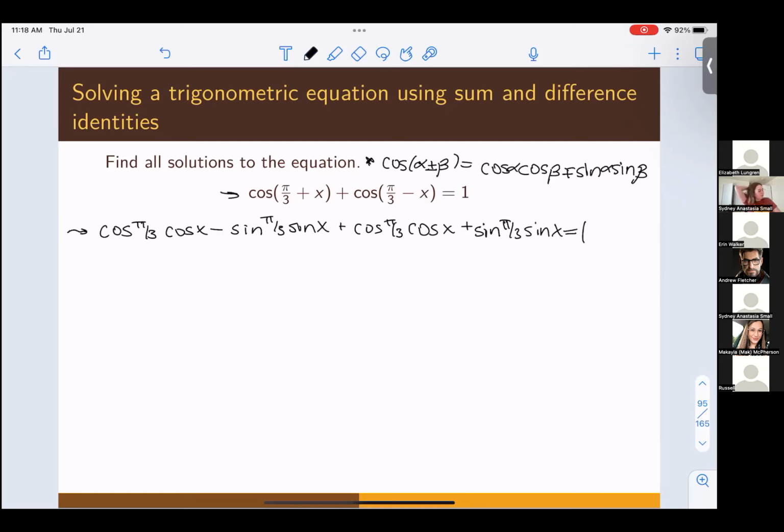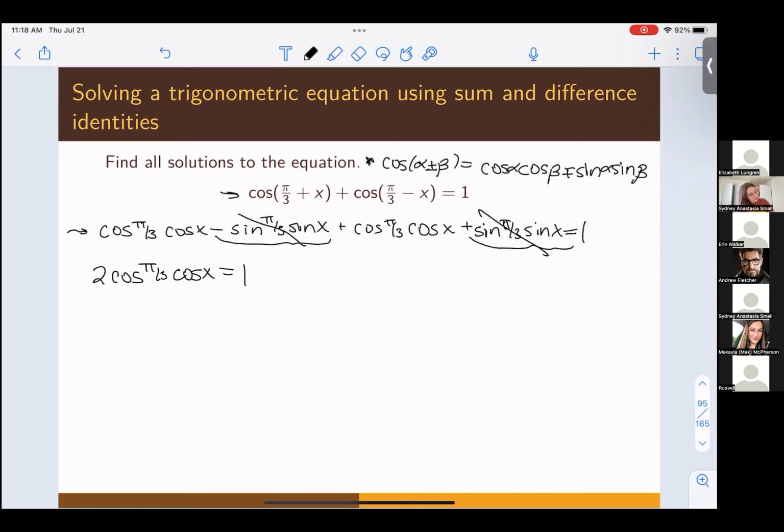Looking at this right away, I see I have a term that's a negative sine of pi/3 sine x and a positive sine of pi/3 sine x. So these two are going to cancel each other out, because when we add something to the negative version of itself, it's 0. So we only have to deal with the cosine pi/3. We now just have 2 cosine pi/3 cosine x equals 1, adding like terms.